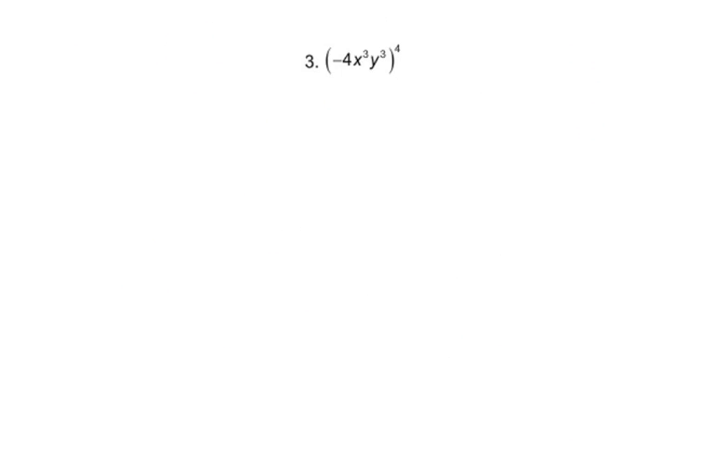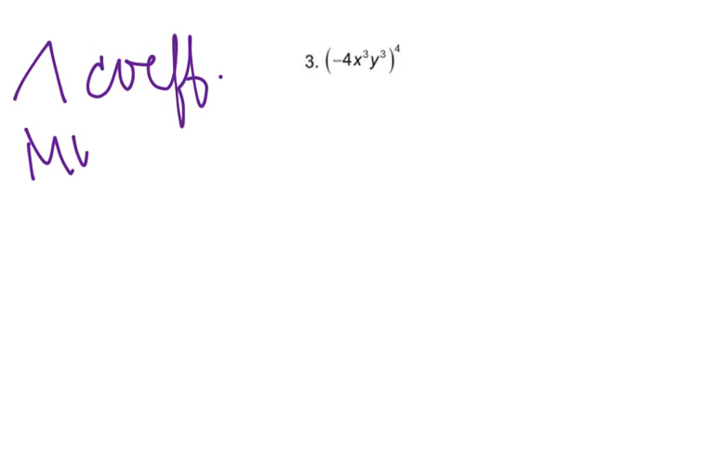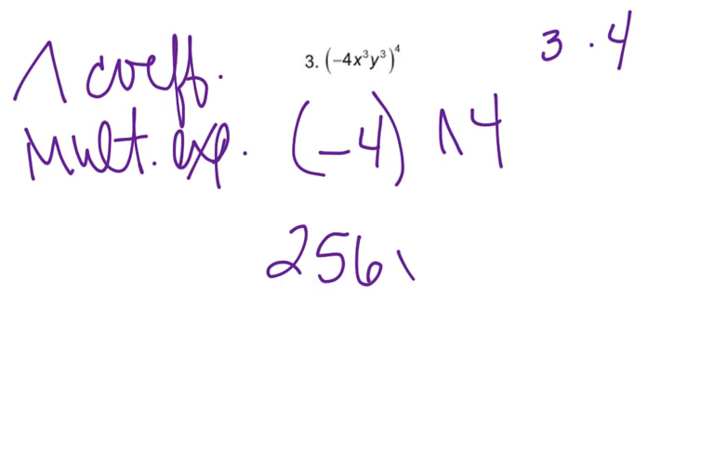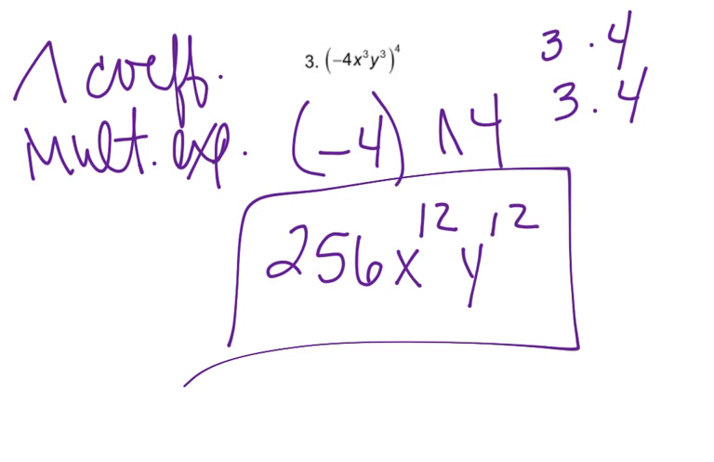Okay, when you have power to a power, you are going to raise your coefficients to the power and you're going to multiply your exponents. So it's negative 4 to the 4th. But remember, since it's negative, it goes in parentheses. So you have 256. You're going to multiply your exponents, so you're going to say 3 times 4, and that gives you x to the 12th. You're going to say 3 times 4 again, and that gives you y to the 12th. That's your answer.